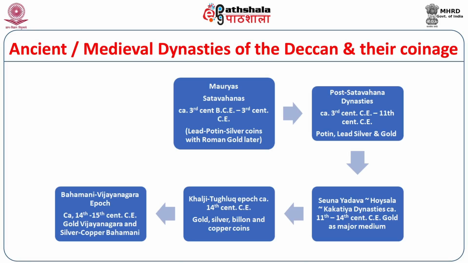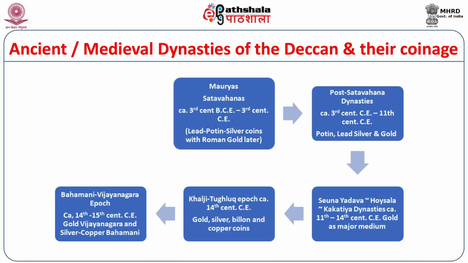Then in the early medieval period, we find the Seunas, the Hoysalas and the Kakatiyas issuing their coins from the 11th to the 14th century, majorly using gold as a medium, though there are also coins of all these dynasties in silver and base metals. Also then we find the later Islamic period under the Khaljis and the Tughlaqs, basically in the 13th and 14th centuries, where again gold, silver, billon and copper coins were issued.